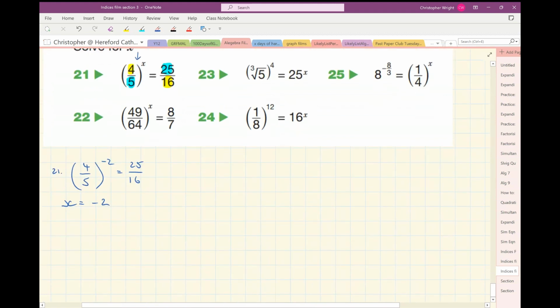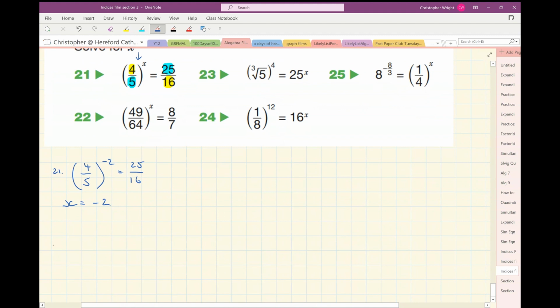Right, let's have a look at number 22. Right, the 49 is linked to the 7 and the 64 to the 8. So we're dealing with a negative power because we need the reciprocal of that fraction. And in this case, we're square rooting. So 49 to the power of 6 over 64 must have been put to the power of -1/2 to get 8 over 7. So the answer to this equation is x equals -1/2.